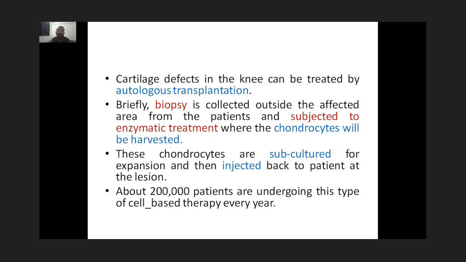Briefly, a biopsy is collected outside the affected area from the patient. That means any healthy cells can be taken out, then subjected to enzymatic treatment where chondrocytes will be harvested. That means more chondrocytes will be produced. Now these chondrocytes are subcultured again for expansion, that means to get more copies or a larger number of chondrocytes, and then injected back into the patient at the lesion. About 200,000 patients undergo this kind of cell-based therapy every year. So autologous transplantation of the chondrocytes can give big relief to the pain in between the joints.